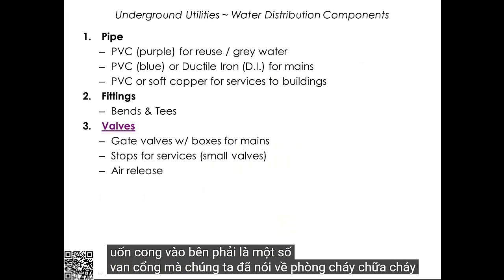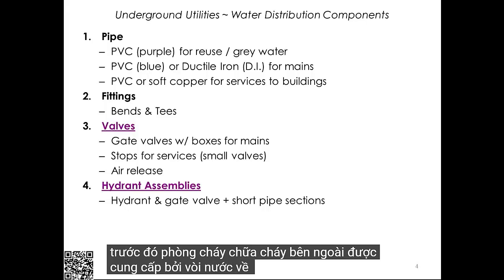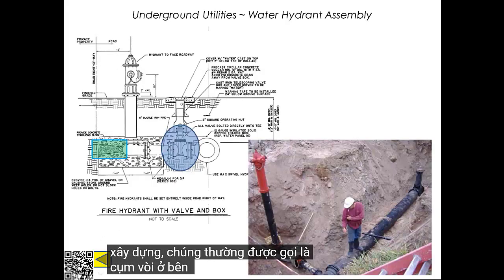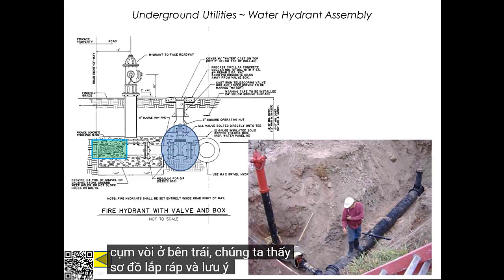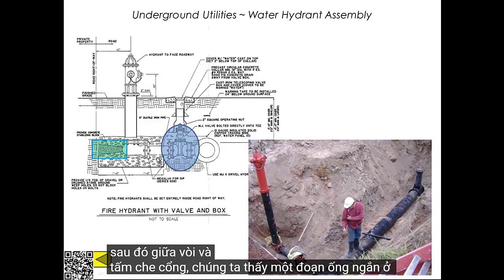We talked about fire protection earlier. Exterior fire protection is provided by hydrants. In terms of construction, they are usually called hydrant assemblies. On the left, we see the plan of the assembly. And note here in green the thrust blocking behind the hydrant, and in blue the gate valve. And then between the hydrant and the gate valve, we see a short section of pipe here.